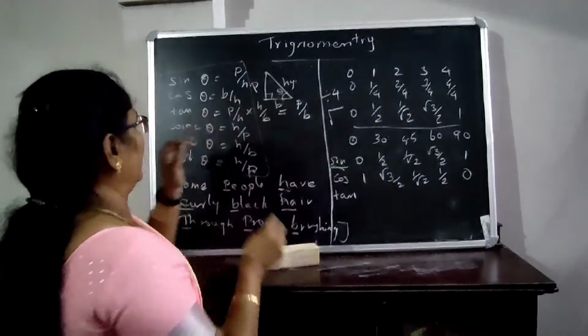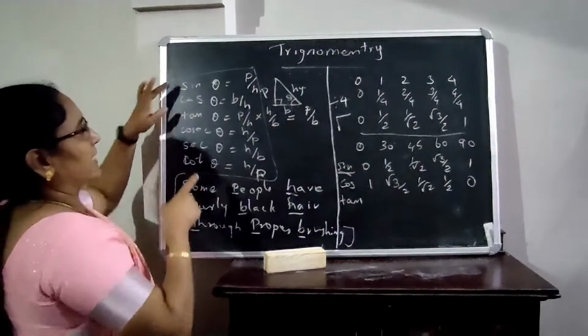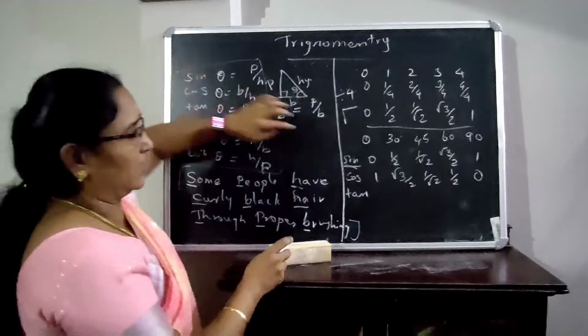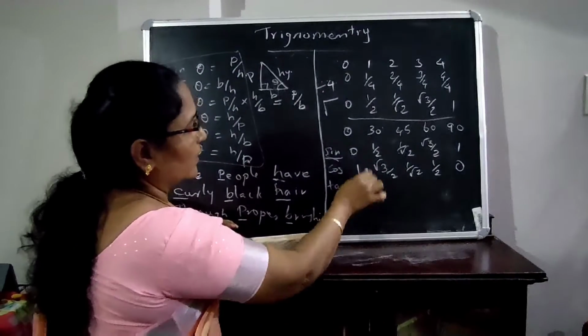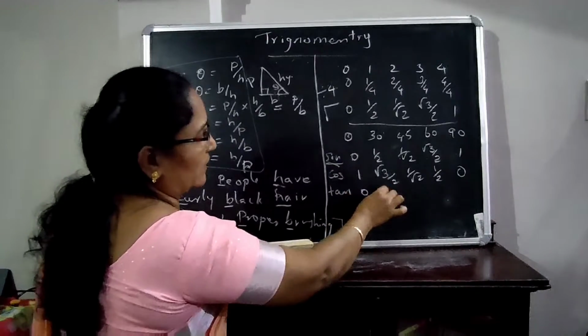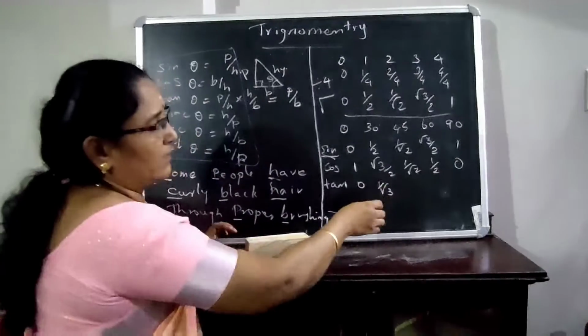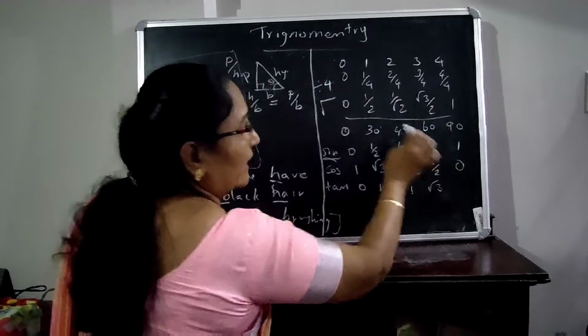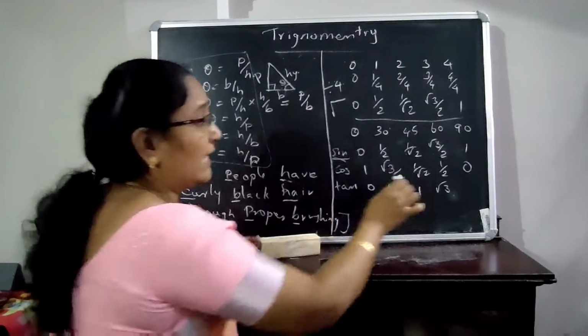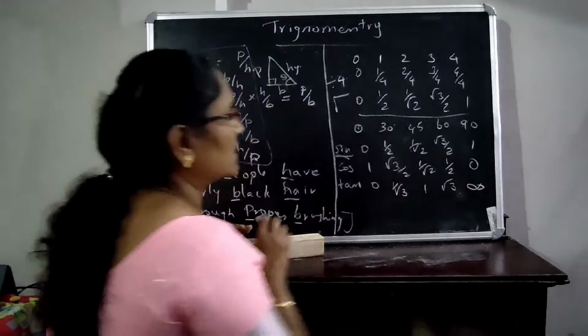Then tan. I already told you tan theta is sin theta divided by cos theta. So 0 divided by 1 is 0. 1 by root 2 divided by root 3 by 2 gives 1 by root 3. Then 1, root 3, and 1 by 0. Anything divided by 0 is infinity. So this value is infinity.